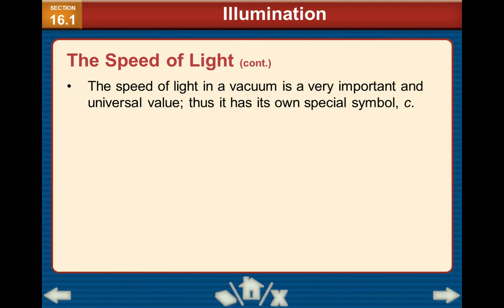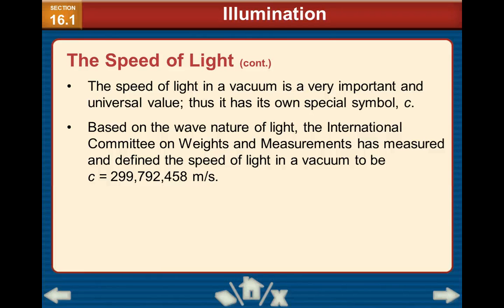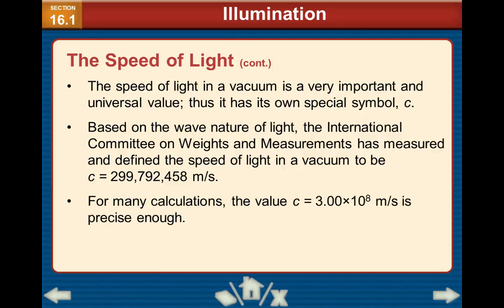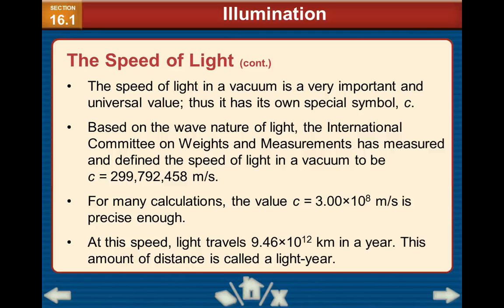And so, of course, today we know that the speed of light in a vacuum is 299,792,458. Again, we always round it to 3.0 times 10 to the 8th power. And again, we could look at how long it takes to travel in a year. That's a light year. Remember, a light year is a distance and not a time.